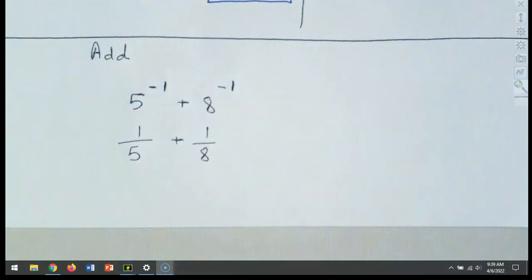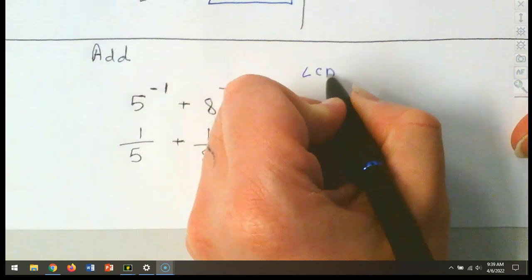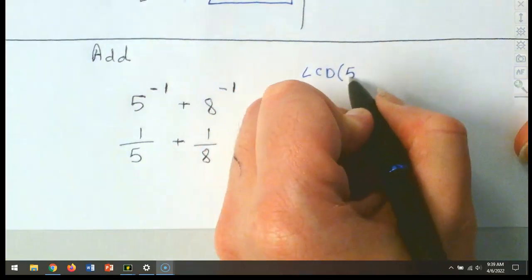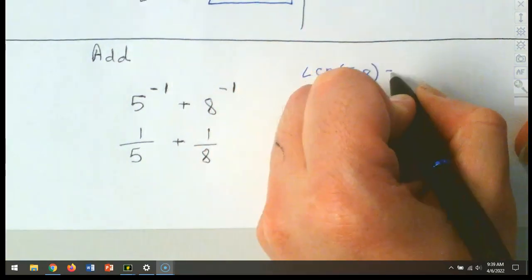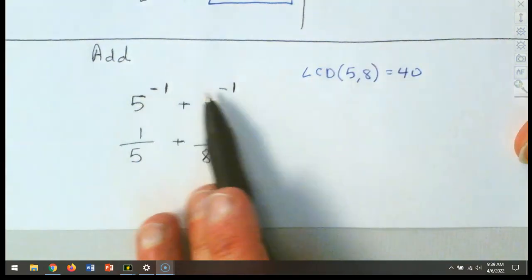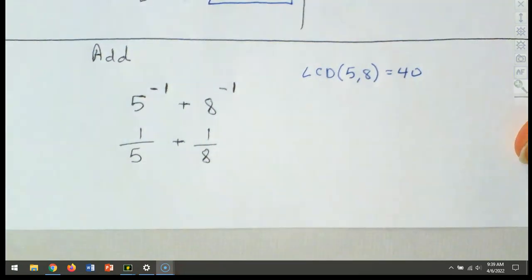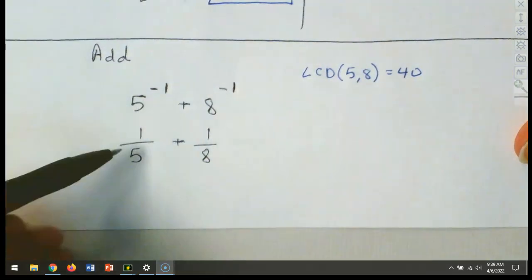Now you should kind of see what to do. So what do we do with these? Now they're fractions. Now we see how to combine them together. We need a least common denominator, and the least common denominator of 5 and 8 is going to be 40. So when you have negative exponents, you rewrite them as fractions before you add or subtract.